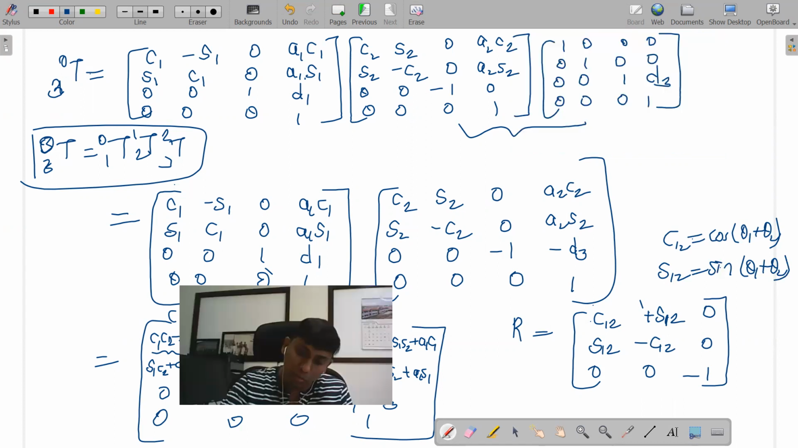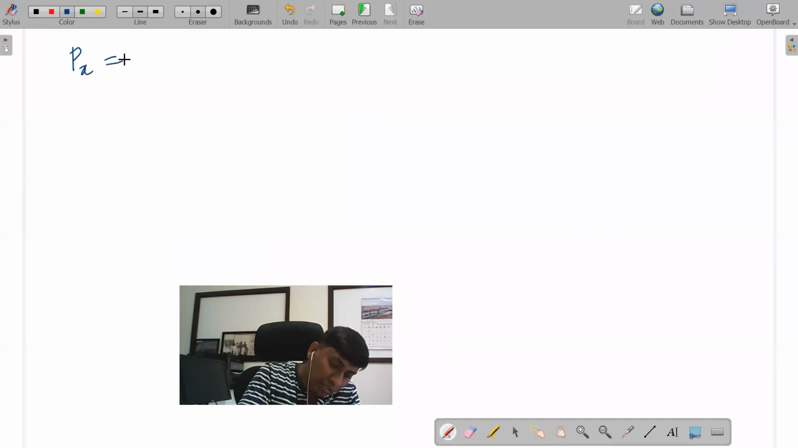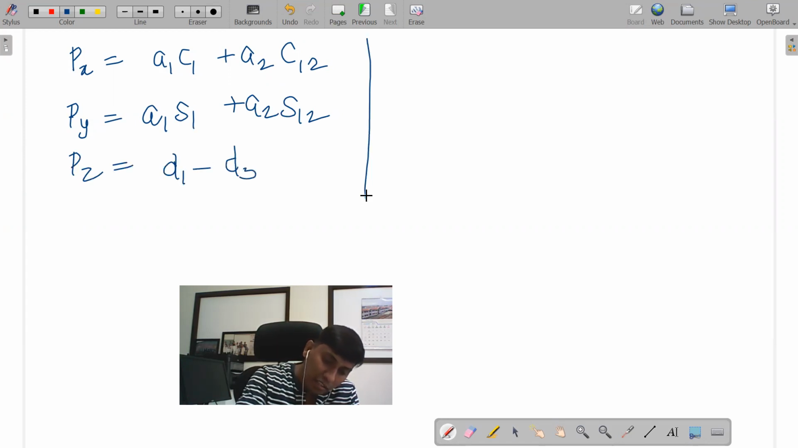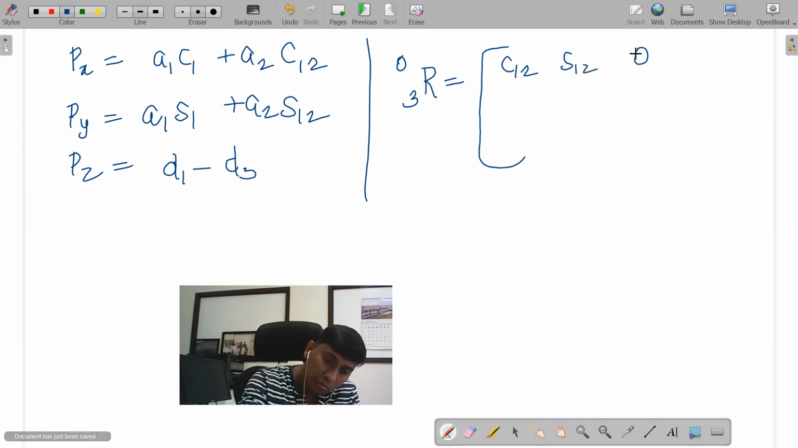Now what would be the position vectors? Again, px would be A1 C1 plus A2 C12, taking A2 common. Py would be A1 S1 plus A2 S12, and pz would be D1 minus D3. I'm rewriting this rotation matrix of 3 with respect to 0 as C12, S12, 0; S12, minus C12, 0; 0, 0, minus 1.